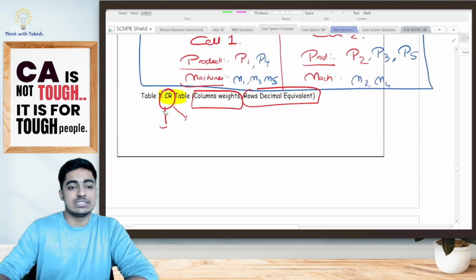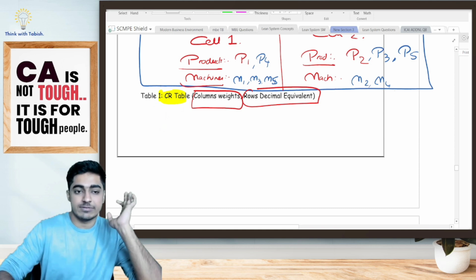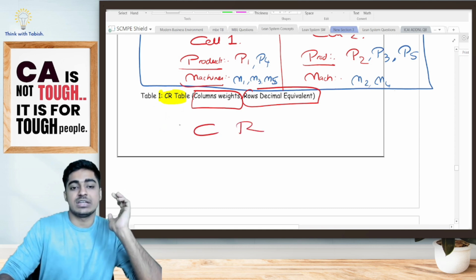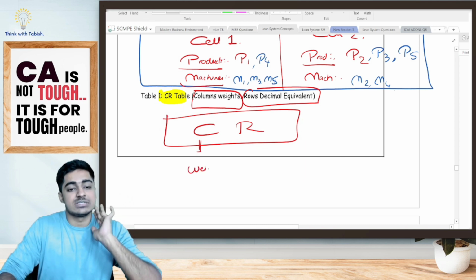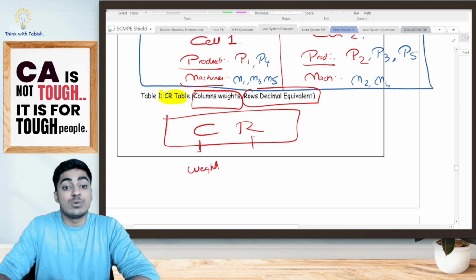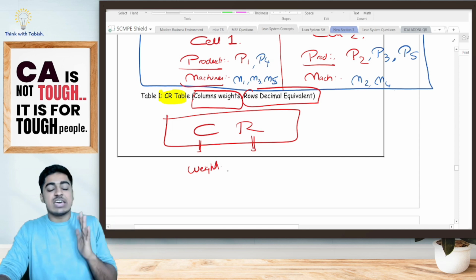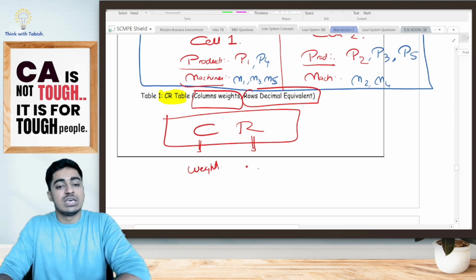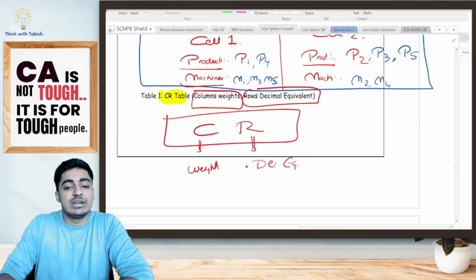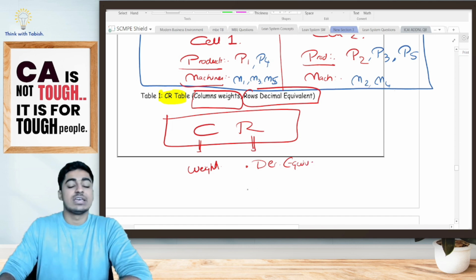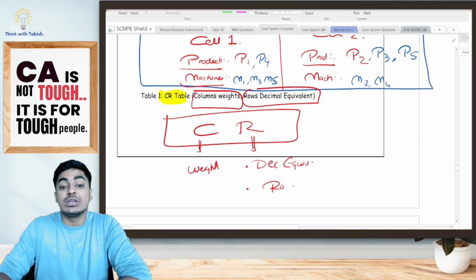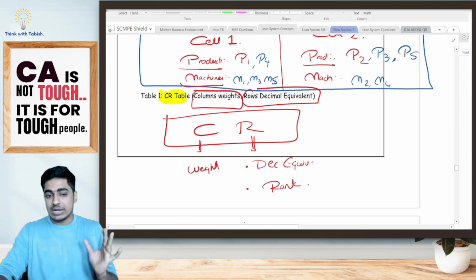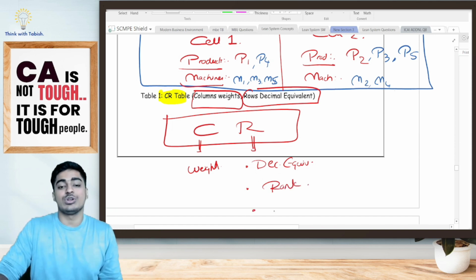So look at the table. Yes, everything is there in the name of the table that we have given. Yes, it is my CR table. Yes, first what I have done, for my columns, I have given weights. Okay, then what I am going to do? Yes, based on the weights I have given to columns, for my rows, I will calculate decimal equivalent. Okay, I have done that. Yes, based on that, I have calculated decimal equivalent. I will give a rank to the rows based on the decimal equivalent. And finally, now what I am going to do? I am going to rearrange the rows.